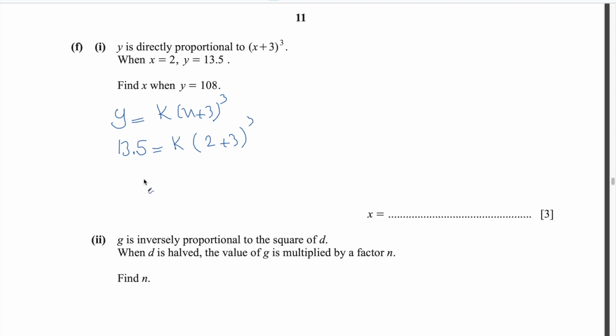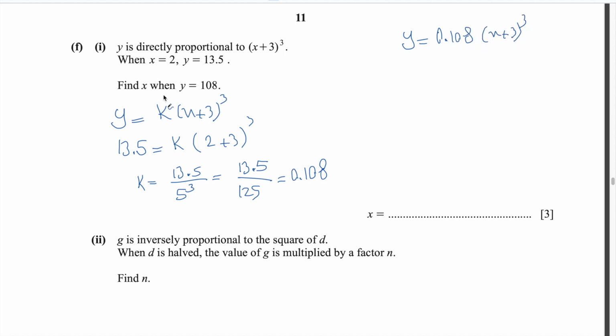Then k will be equal to 13.5 divided by 5 to the power of 3. So it will become 13.5 over 125. Let me calculate. 13.5 divided by 125 is 0.108. So the formula is y is equal to k, which is 0.108, times (x plus 3) cubed.